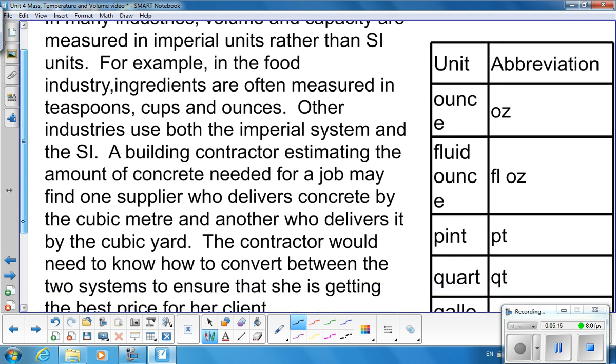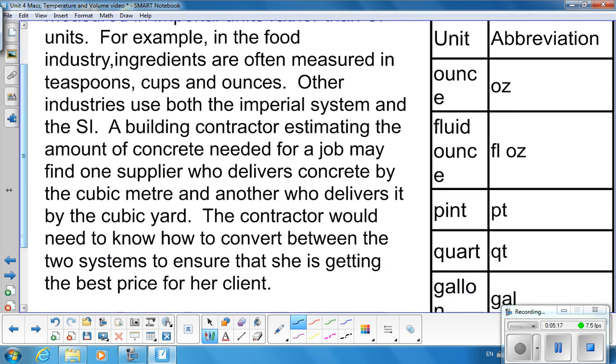A building contractor estimating the amount of concrete needed for a job may find one supplier who delivers concrete by the cubic meter and another who delivers it by the cubic yard. The contractor would need to know how to convert between the two systems to ensure she is getting the best price for her client. So on the right-hand side are some measures of volume as well as their abbreviations.